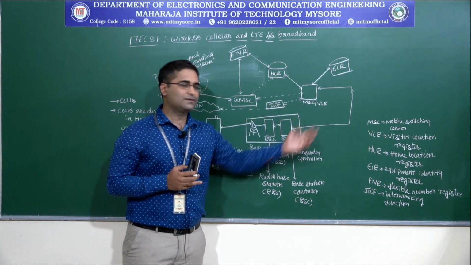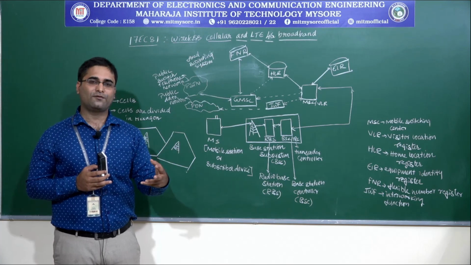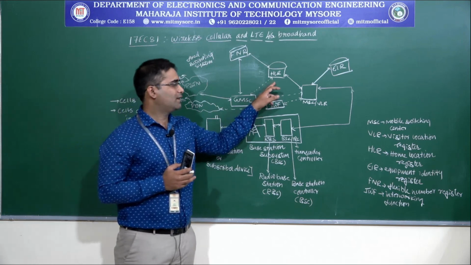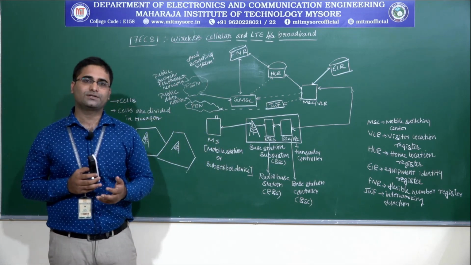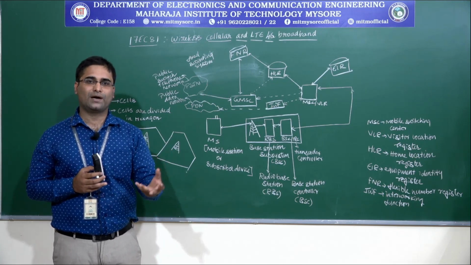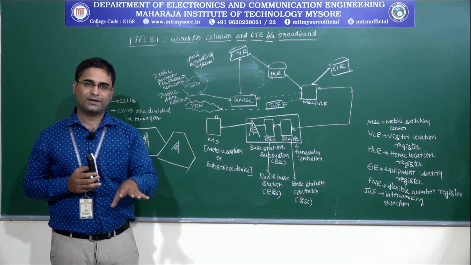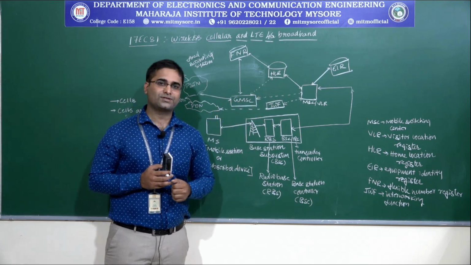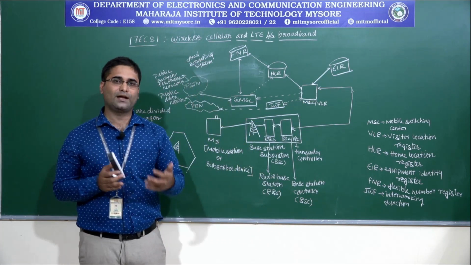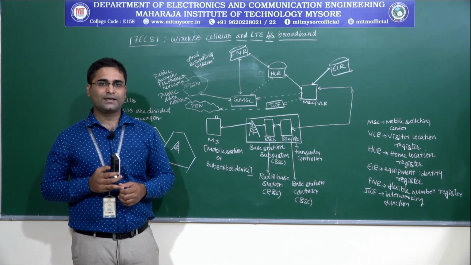And next, the visitor location register. A temporary updation of the particular location is done by the visitor location register. Next, HLR, the home location register. When a subscriber makes a contract with the service provider, the address or information defined is stored in the home location register. And all the unique numbers of the mobile phones are stored in the equipment identity register.